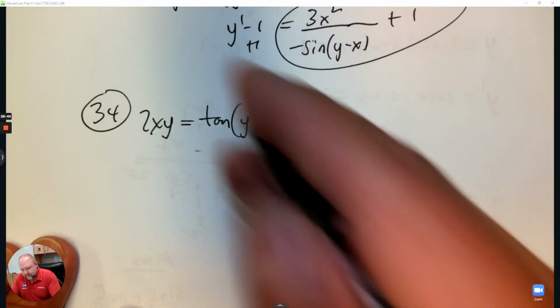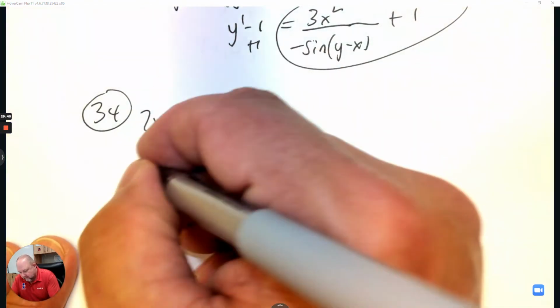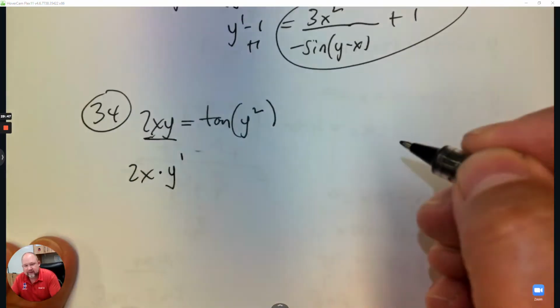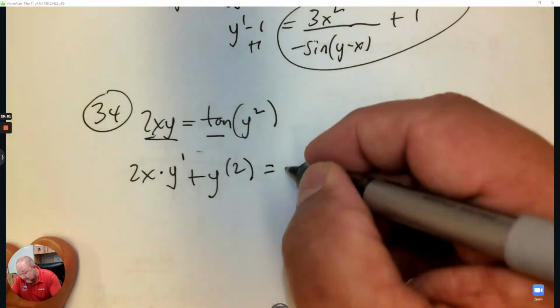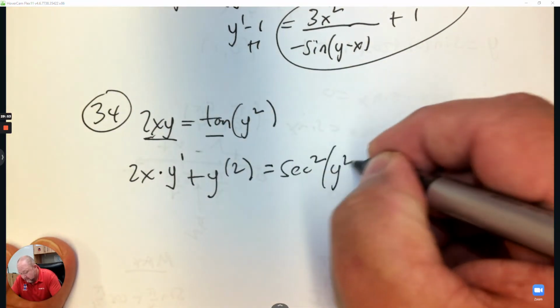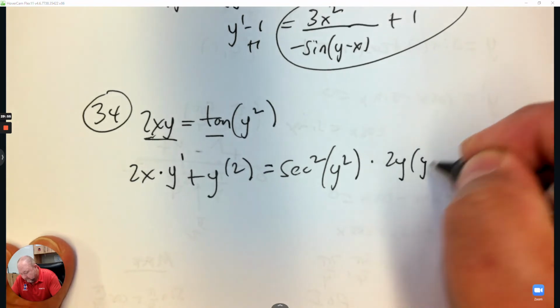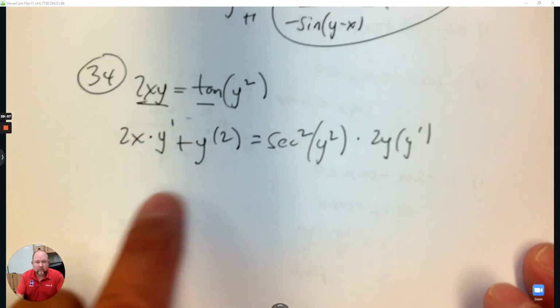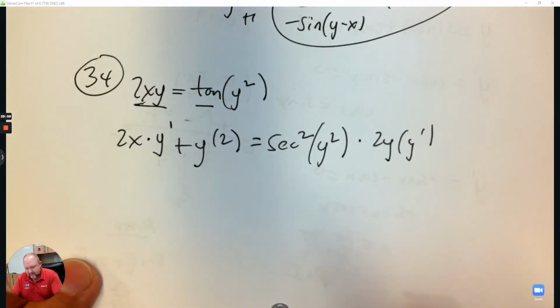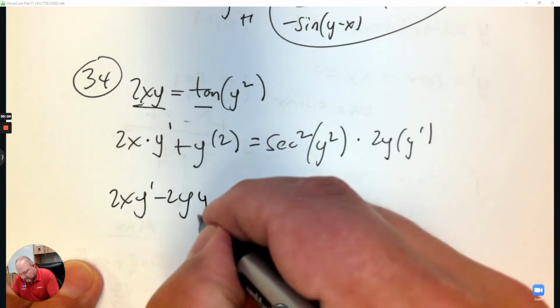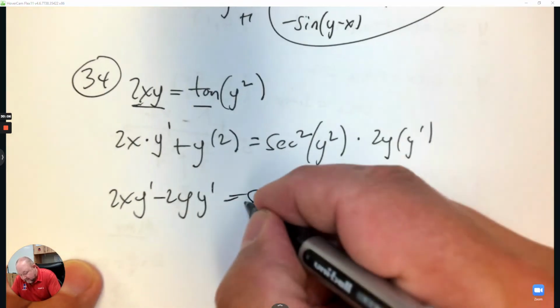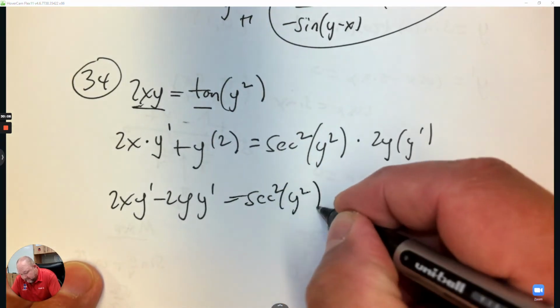Take the derivative here. So this is the product rule. So the first times the derivative of the second plus the second times the derivative of the first. The derivative of tangent is secant squared. And then the hook is 2y with a y prime. So work your way, be a good rule follower. Next, if it has a y prime, they need to go together. If it doesn't have a y prime, they're on the other side of the equation.